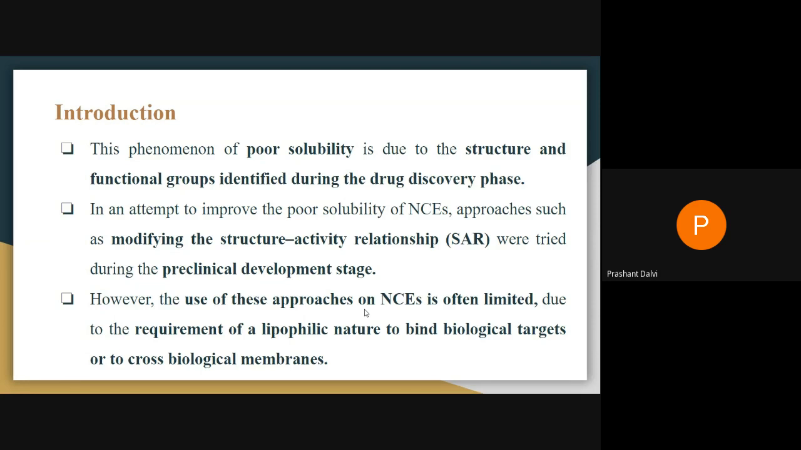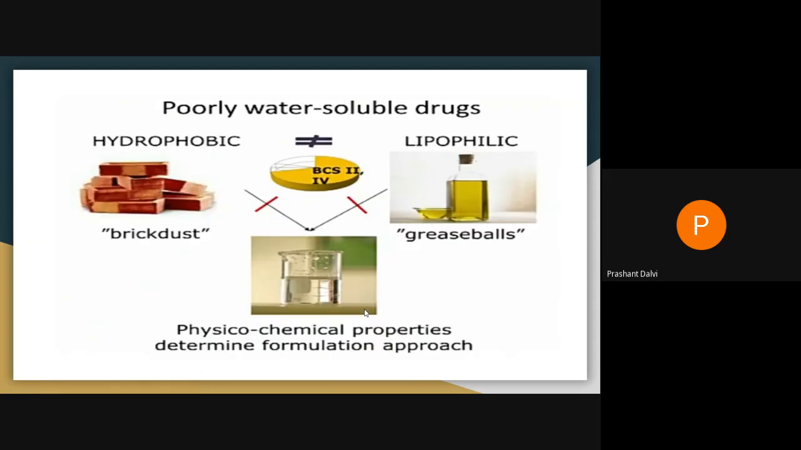Yes or no? That's why we cannot improve the solubility of those particular drugs, the new chemical entities, during the preclinical stage. Yes or no? So different approaches are a must. We can modify, we can formulate that particular new chemical entity into different formulations, and then we can deliver it to the targeted site. Yes or no?